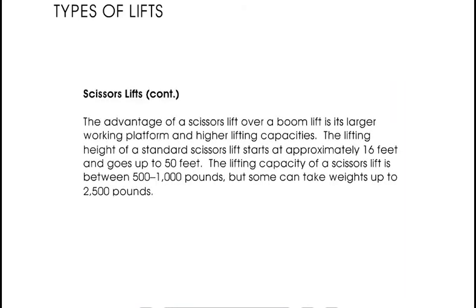The advantage of a scissors lift over a boom lift is its larger working platform and higher lifting capacities. The lifting height of a standard scissors lift starts at approximately 16 feet and goes up to 50 feet. The lifting capacity of a scissors lift is between 500 and 1,000 pounds, but some can take weights up to 2,500 pounds.